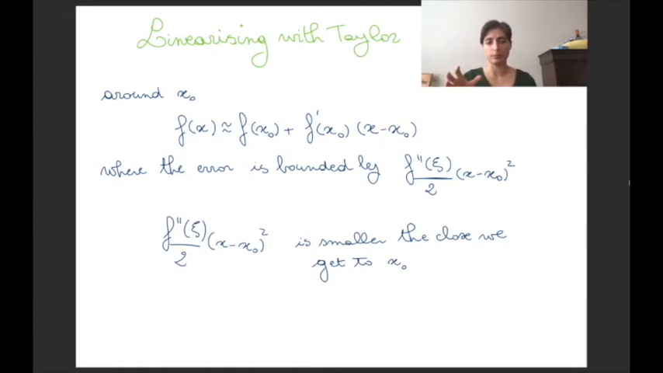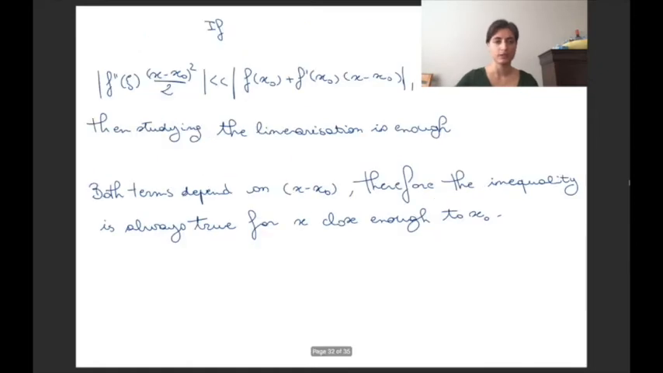Let's look at this term a little bit. Let's say that xi is fixed. Then this term gets smaller the closer we get to x0. If we are at x0, this term is 0, and the further away we get from x0, the worse it gets. It also gets worse because xi can take even worse values. But if our remainder is much smaller than our approximation, then by looking at the linearization we have enough information to usually do what we want.